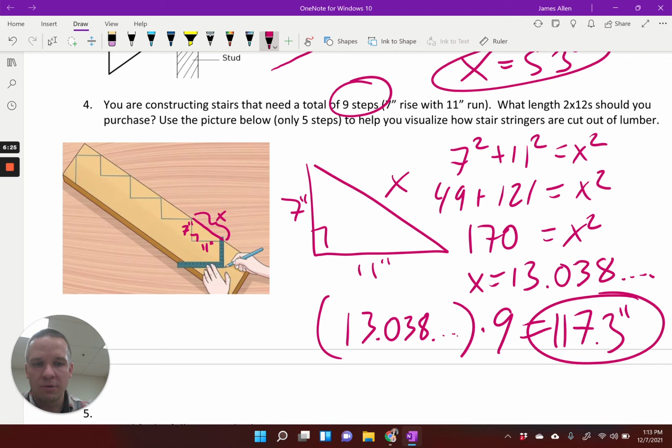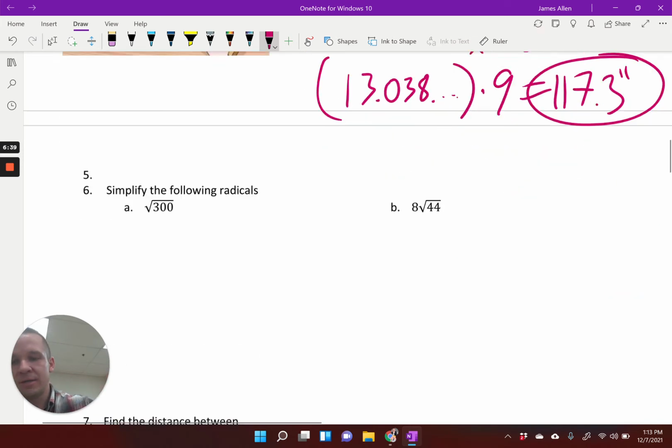If you were to actually go, say, to Menards or something like that, you'd want to convert that to feet by dividing by 12. I'd get 9.77 feet, 9.78 actually. So I need to get a 10-foot board. On our math test, 117.3 inches, totally acceptable. Awesome sauce. Let's do another one.